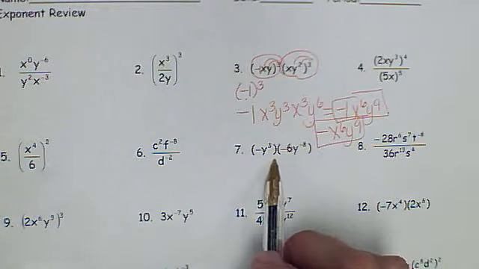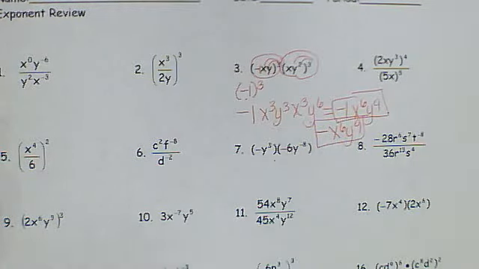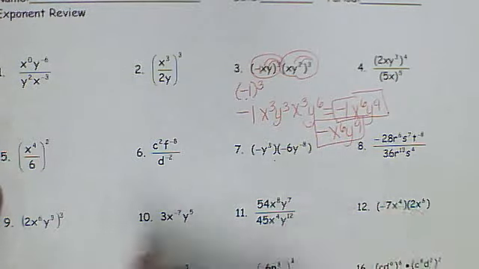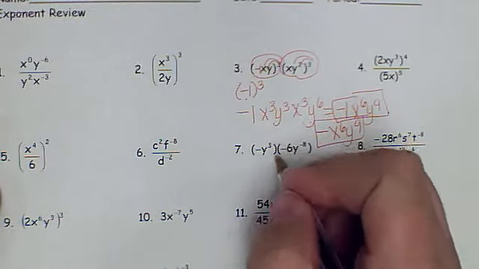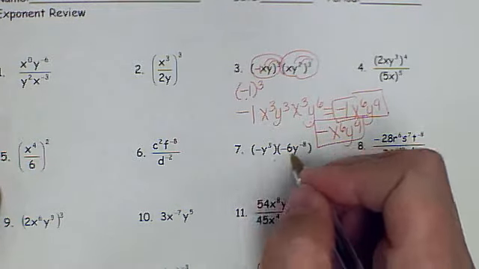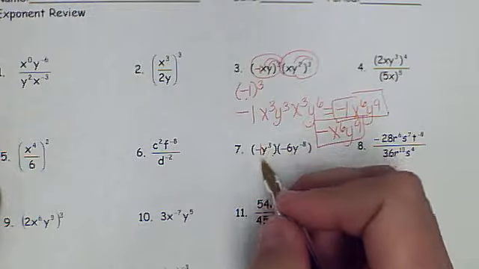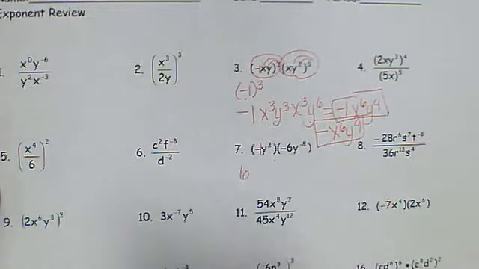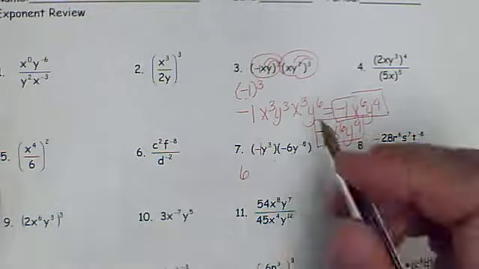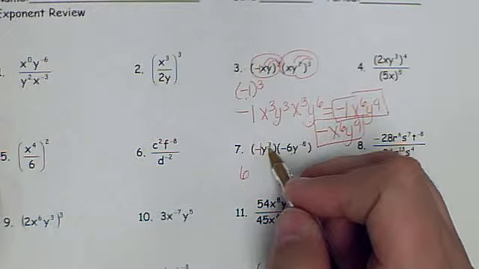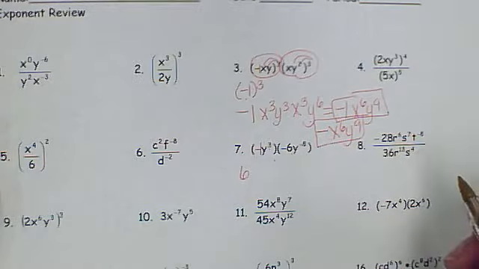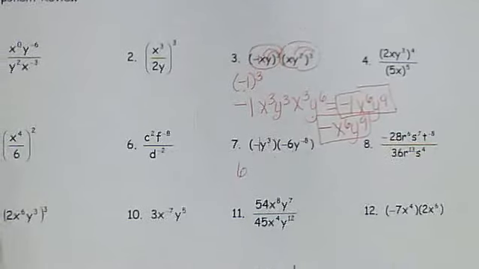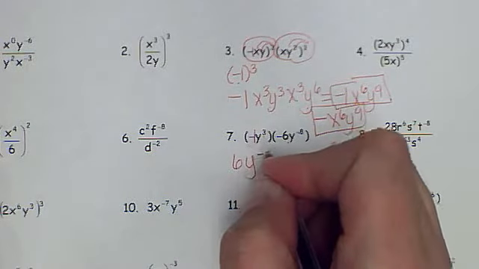Let's look at number 7. Number 7, negative y to the third times negative 6y to the negative 8th. Coefficients first. We're multiplying, so the coefficients get multiplied. Negative 1 times negative 6 is positive 6. Now my y's, I add 3 plus negative 8. 3 plus negative 8 would be negative 5. So y to the negative 5th.